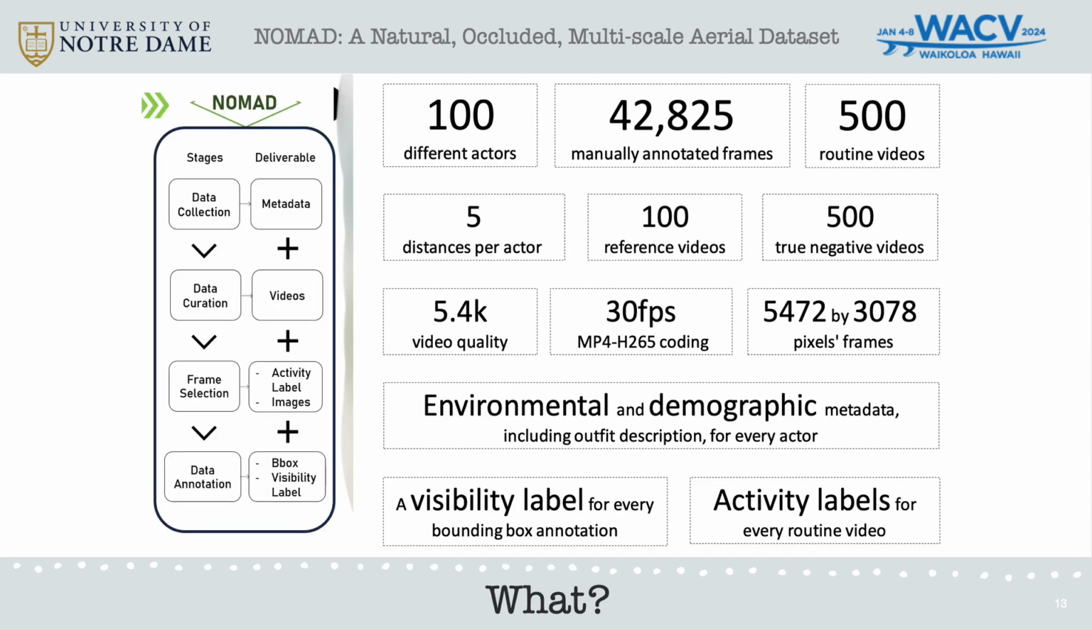So what is NOMAD? NOMAD consists of 100 different actors, 42,825 manually annotated frames, 500 routine videos, 5 distances per actor, 100 reference videos, 500 true negative videos, 5.4K video quality, environmental and demographic metadata, including outfit description for every actor, a visibility label for every bounding box annotation, and activity labels for every routine video.